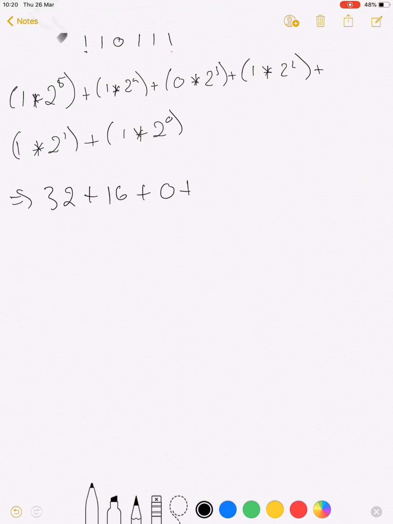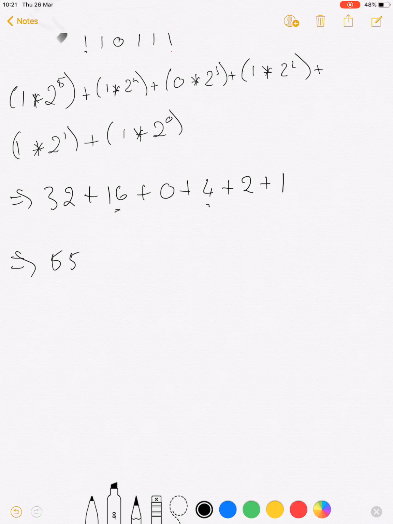2 to the 2 is 4, multiplied by 1 gives me 4. 2 to the power of 1 is 2, multiplied by 1 is 2. And then we have 2 to the 0. Well, anything raised to the power of 0 gives me 1, multiplied by 1 is 1. Now if we add all these together, let's add the 16 plus the 4, which gives me 20, plus the 32 gives me 52, 53, 54, 55.